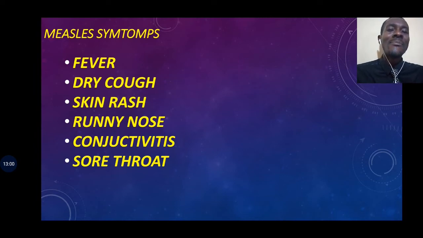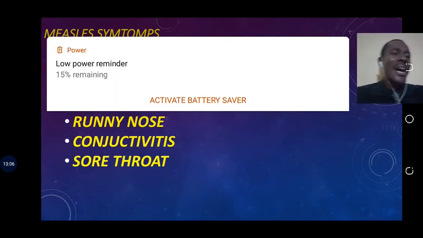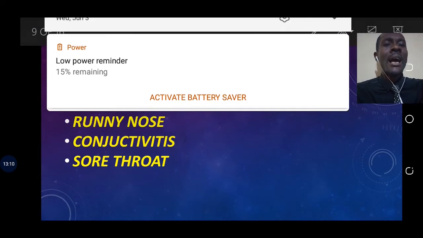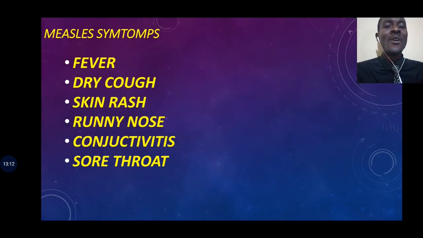Now, the next symptom is dry cough. The person will be having a persistent dry cough. And you find out also that there will be skin rash all over the body, as we are going to be seeing on our next screen, the appearance of such symptoms. You can see skin rash. You can also observe runny nose.